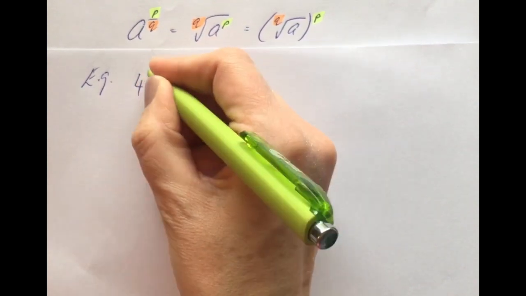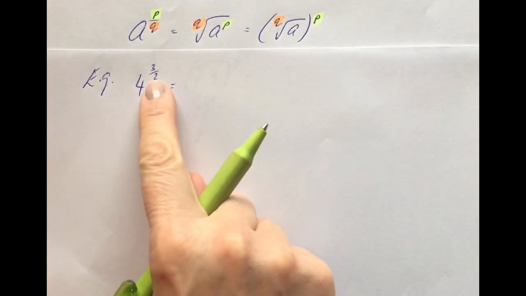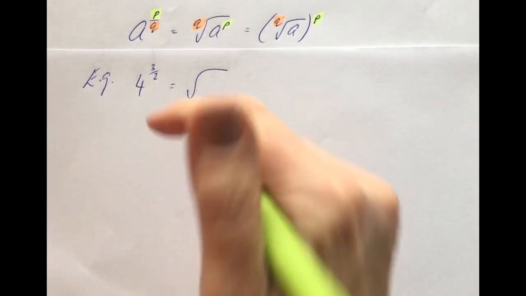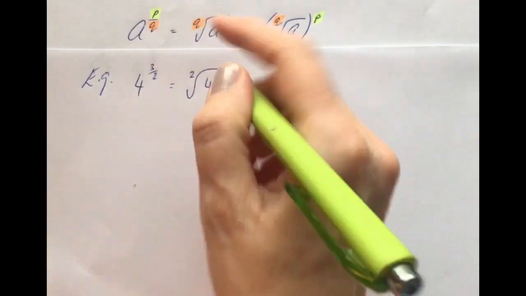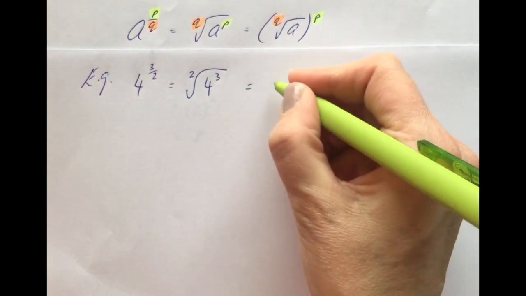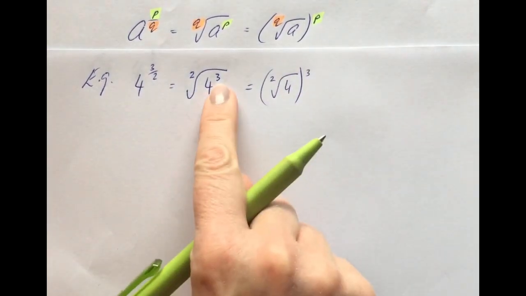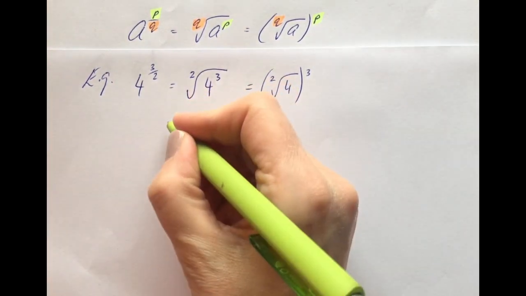Let's say we have 4 to the power of 3 over 2. Well, the minute you've got a fraction, you know you've got a root straight away. The denominator tells you what type of root, and the numerator tells you the power. So you can write it like that, or you can write it as the square root of 4 all to the power of 3. So the power can be in the root or outside the root, whichever way is going to work out easier for you. I'm going to do it both ways so you can see that they're equivalent.